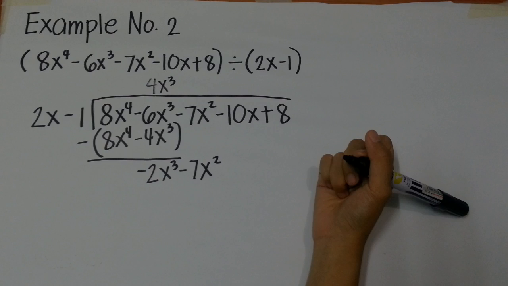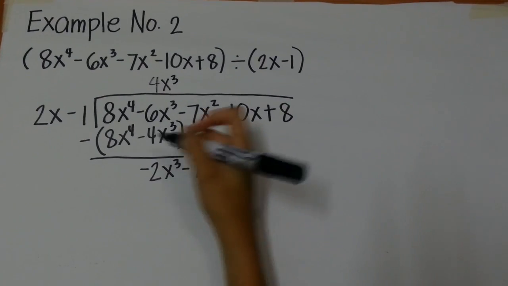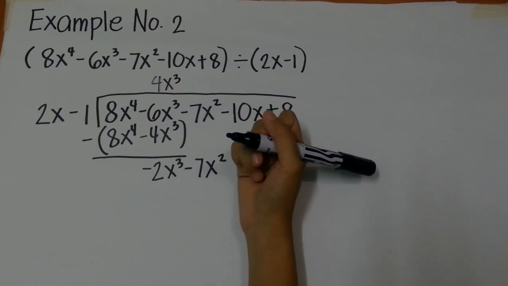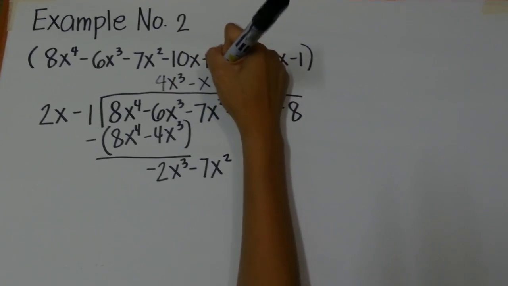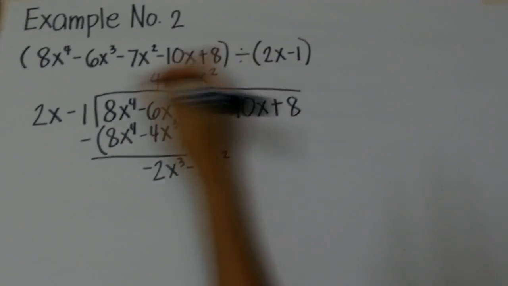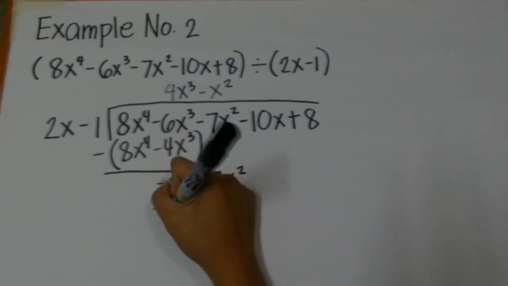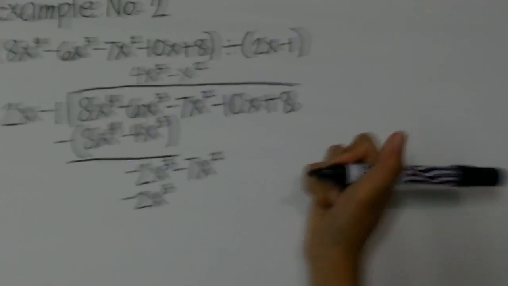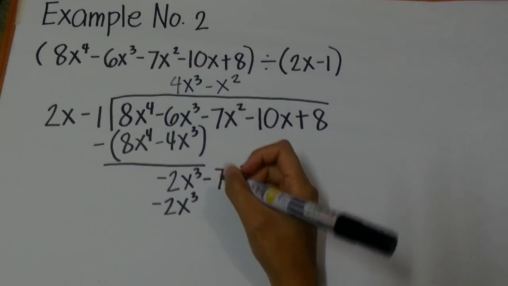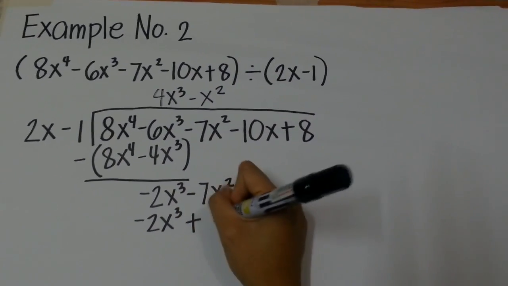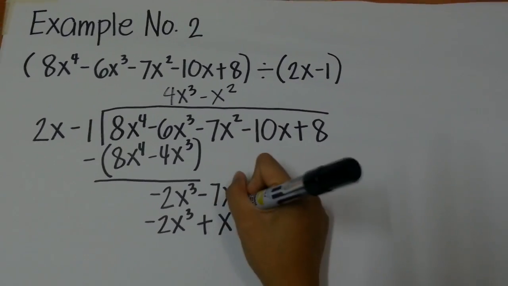Now we repeat the first step. What would you multiply to 2x in order to get negative 2x cubed? That would be negative x squared. Negative x squared times 2x is equivalent to negative 2x cubed. Negative x squared times negative 1 is equivalent to x squared. We add parentheses in order to avoid confusion.